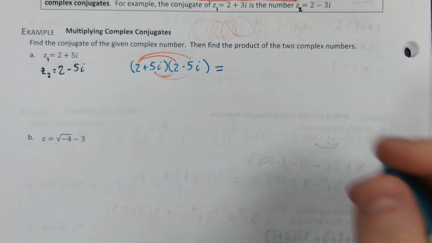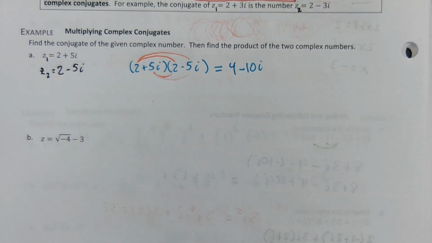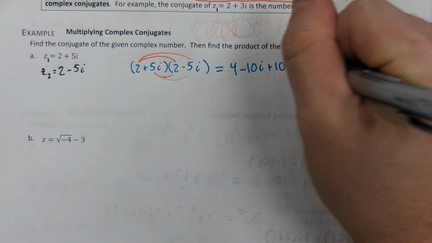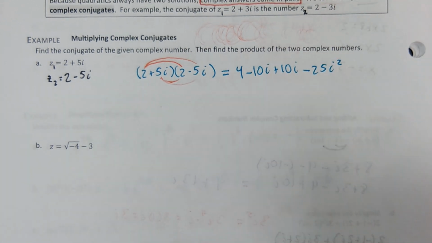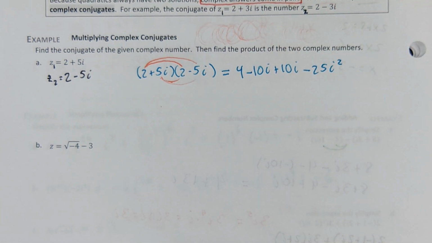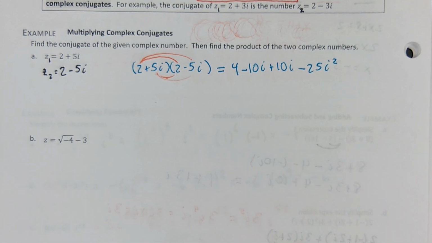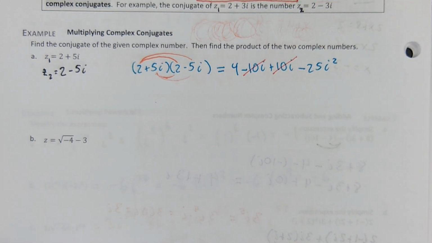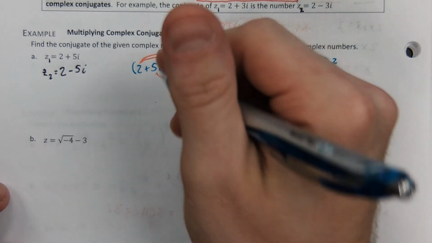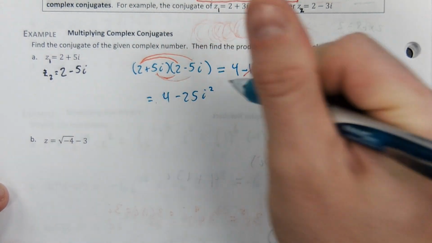There. All right, 2 times 2 is 4. 2 times negative 5i is negative 10i. 5i times 2 is positive 10i. And 5i times negative 5i is negative 25i squared. And something really neat happens every time you multiply two complex conjugates. The middle terms will always be exactly the same number, but will have opposite symbols, so the middle terms will cancel every time. That is going to give us 4 minus 25i squared.